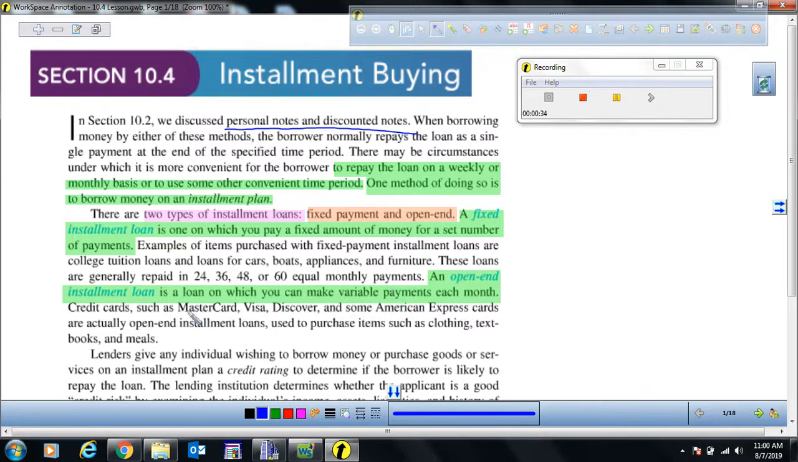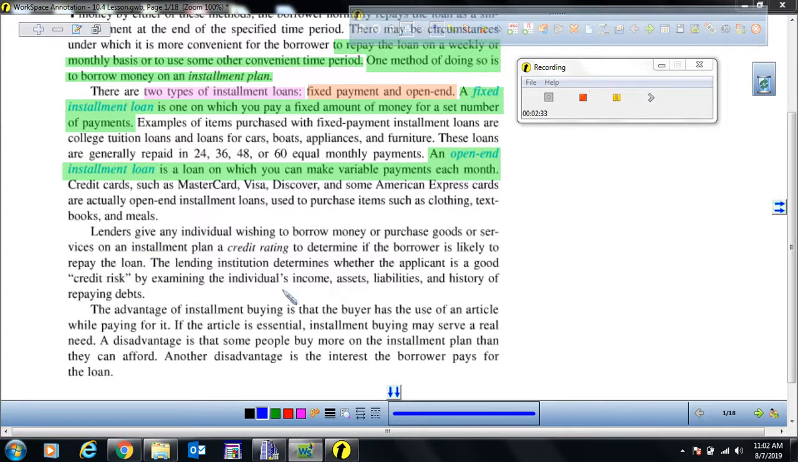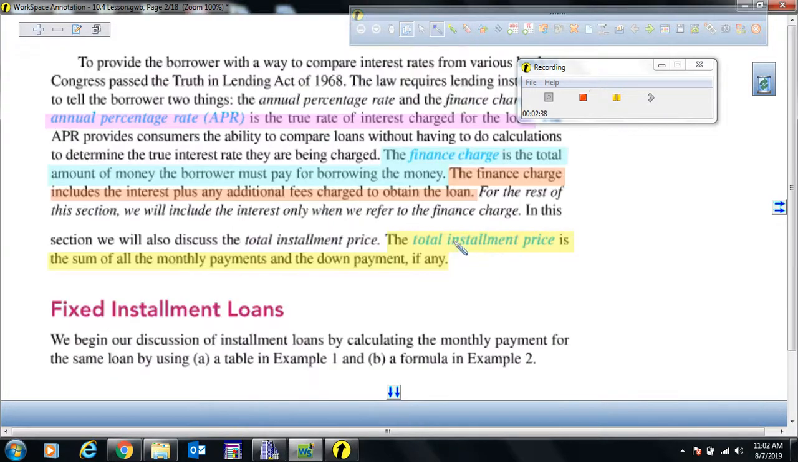An open-end installment loan is a loan on which you make variable payments each month. Examples of an open-end installment loan can be credit cards, such as MasterCard, Visa, Discover, and some American Express cards. Basically, any type of credit card is probably going to be an example of an open-end installment loan. You can read the rest below on your own, but I'm going to go to the next slide.